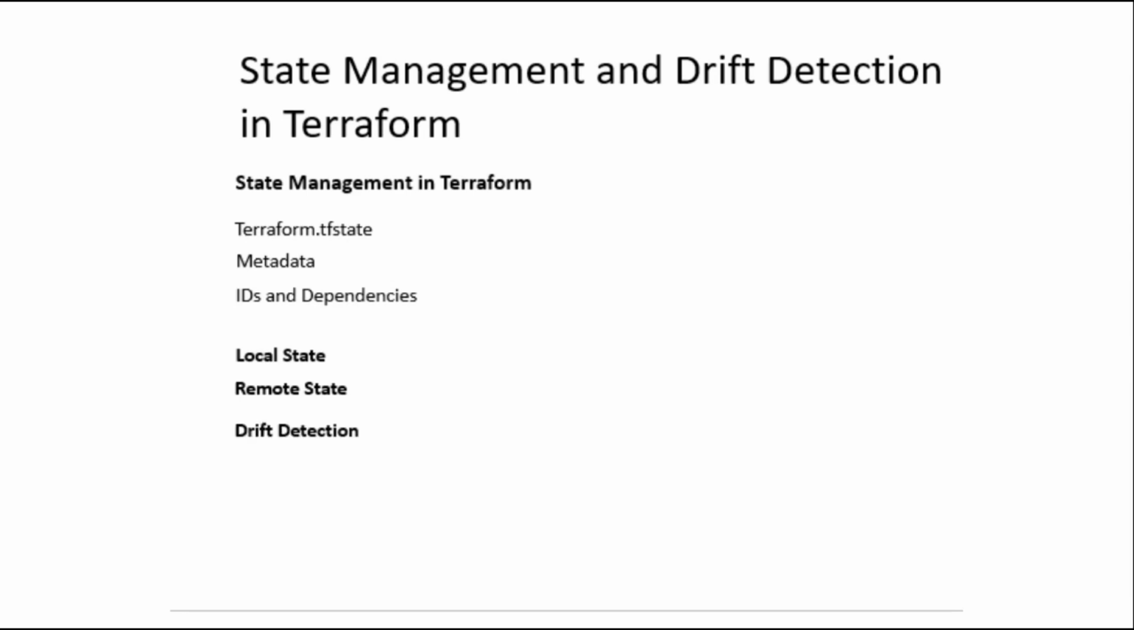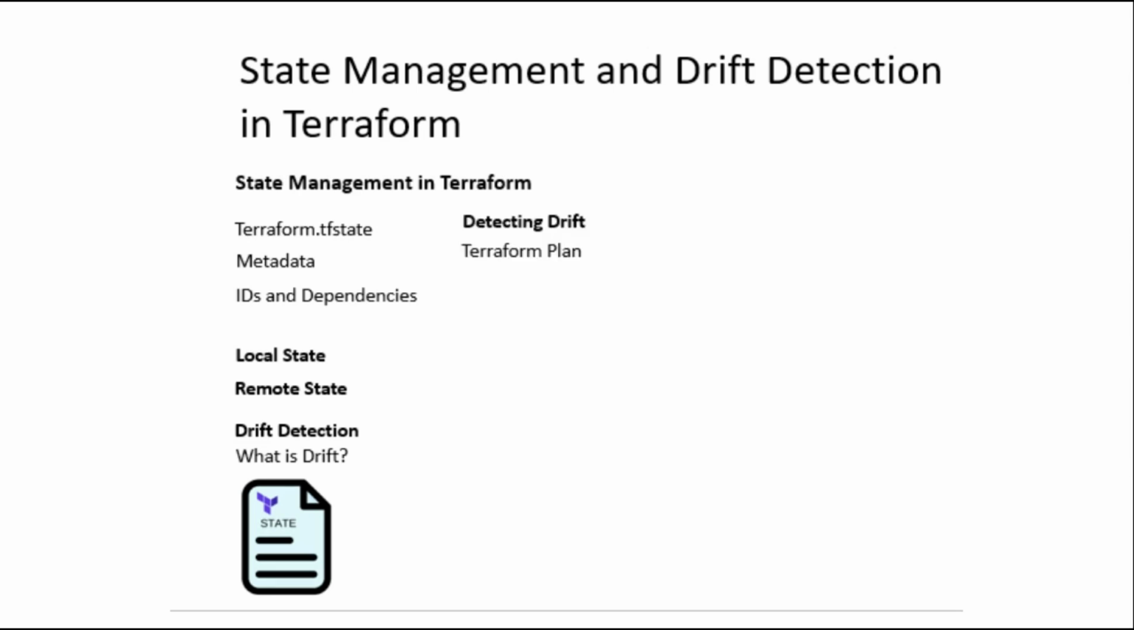Drift detection. What is drift? Drift occurs when the actual state of infrastructure differs from the desired state defined in your Terraform configuration files. This often happens when changes are made manually to resources outside of Terraform. Detecting drift. Use terraform plan to compare the actual state to the desired configuration. This helps you identify any drift in the infrastructure.